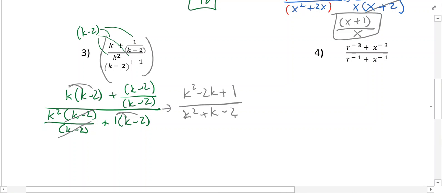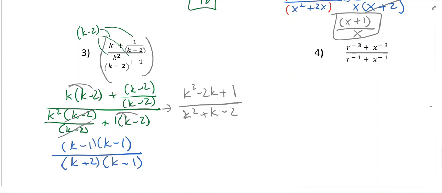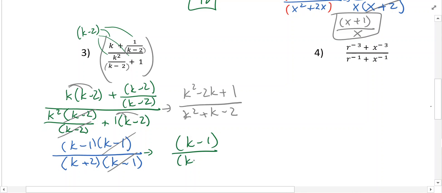So again, these are trinomials, so you need to factor them if possible. So the factors of 1 that add to negative 2, this is going to factor into k minus 1 times k minus 1. On the bottom, the trinomial, k squared plus k minus 2 is going to factor into k plus 2 times k minus 1. So then, when you simplify, one of the k minus 1's in the numerator can cancel out with the one in the denominator. So your final answer here is k minus 1 over k plus 2.